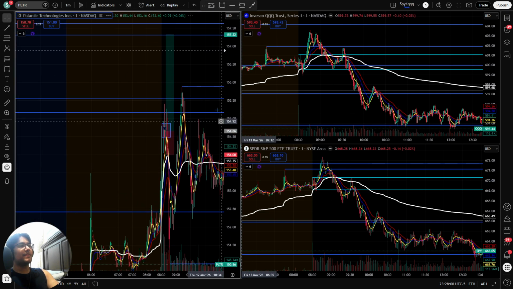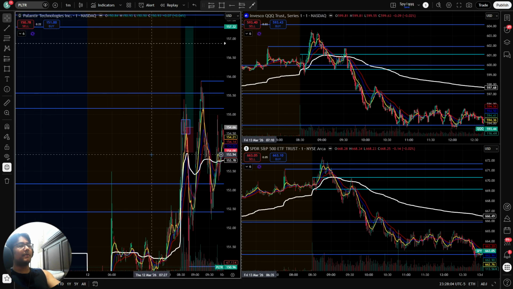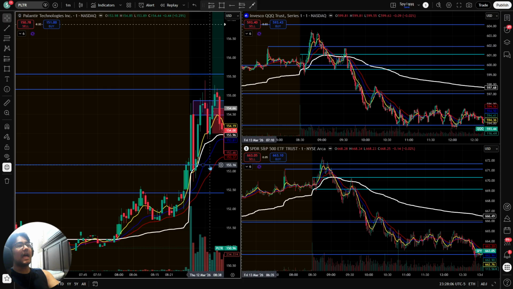So Palantir, right? We're opening up above our previous high level, which is right here, and we're opening above our pre-market high level, which is also right here. I would have it marked out. Actually, I'll mark it out.